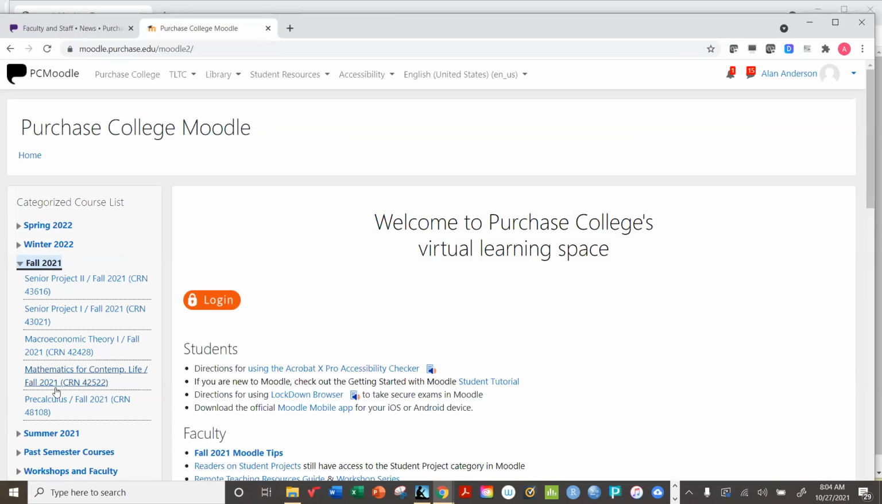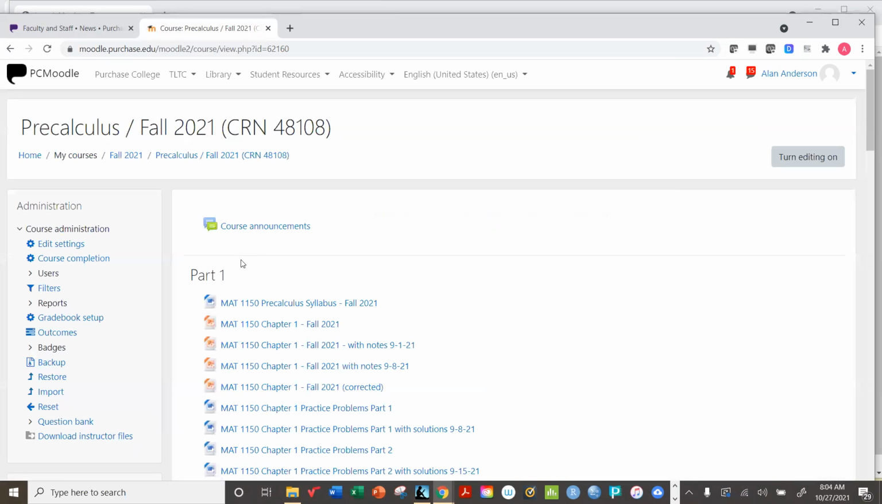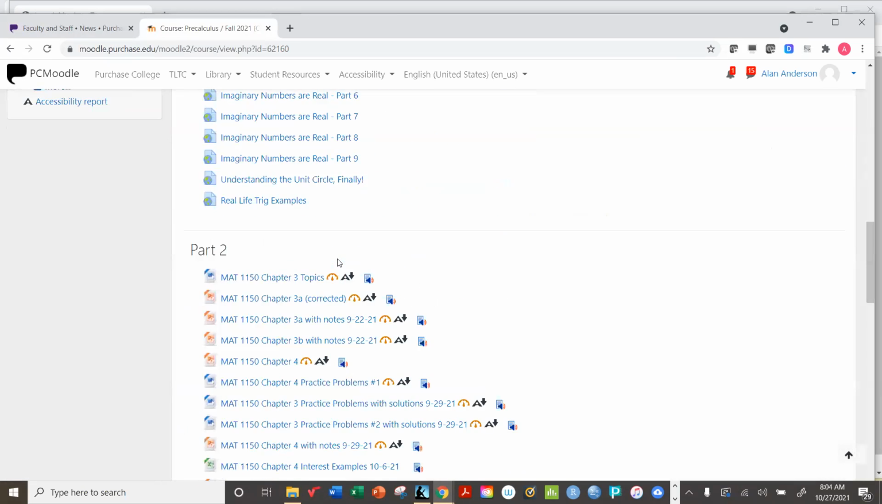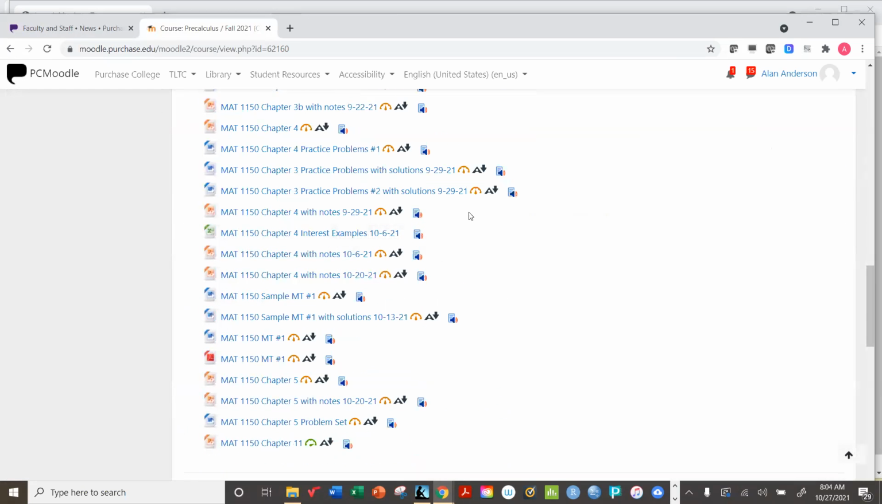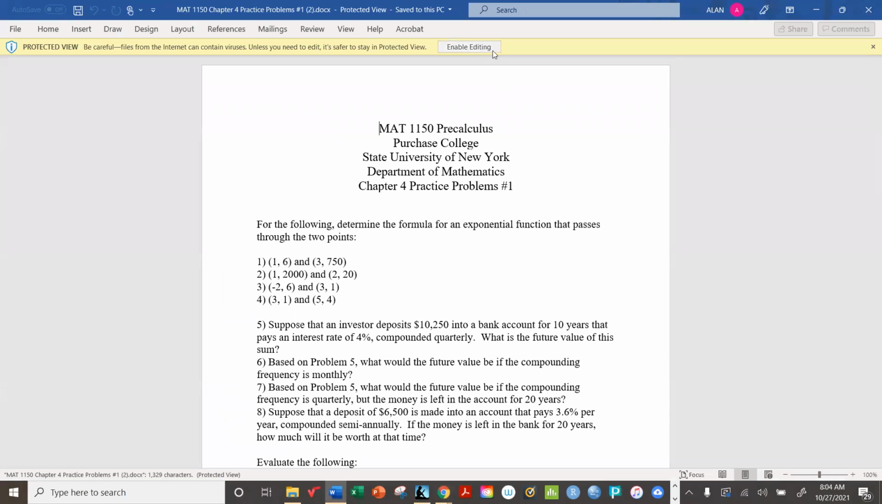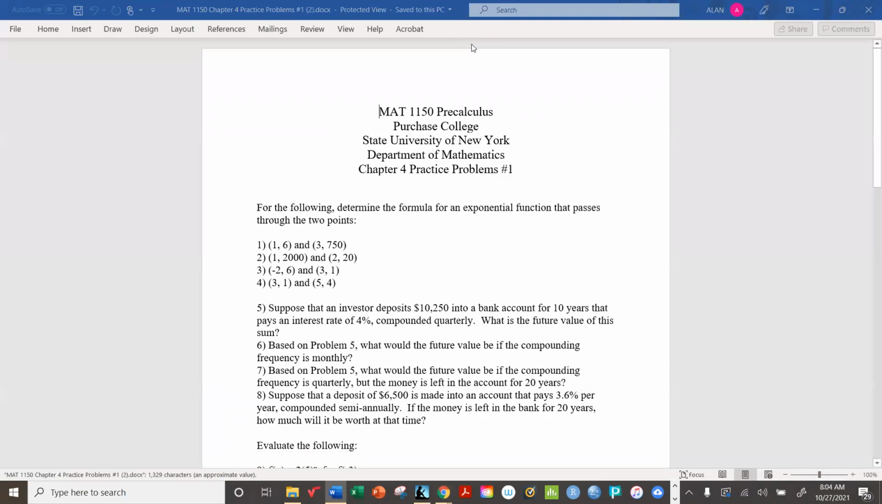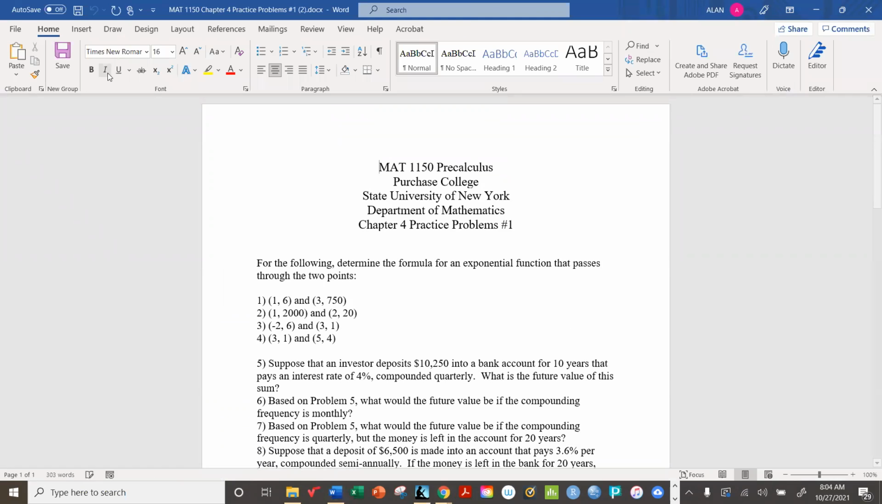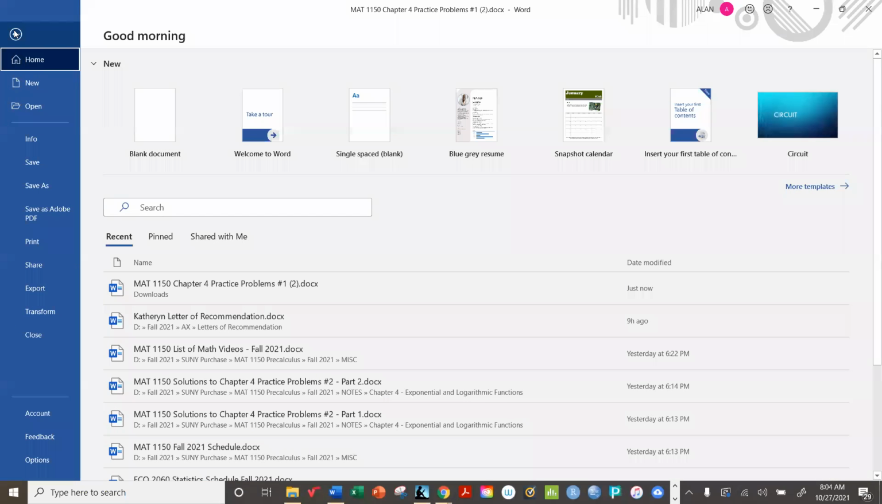All right, here we go. So we'll download the chapter 4 problems. There they are. Now, this is still based on chapter 4, of course, with logarithmic and exponential functions. All right, first let me save this.